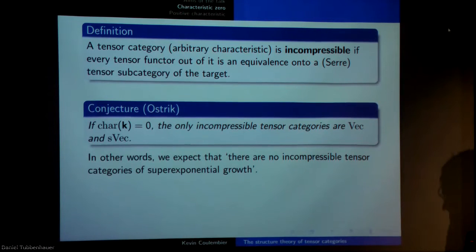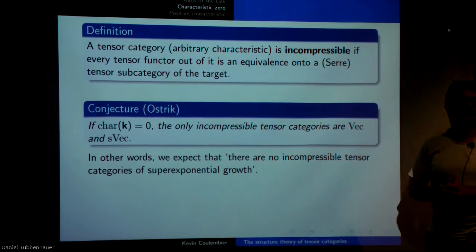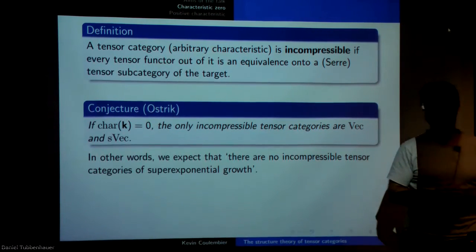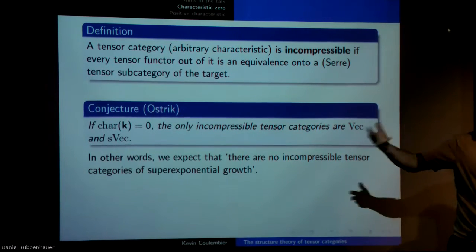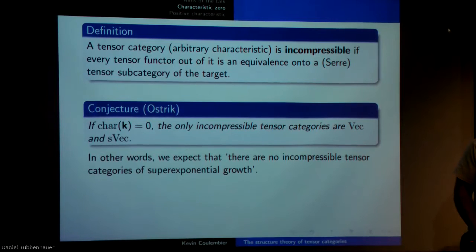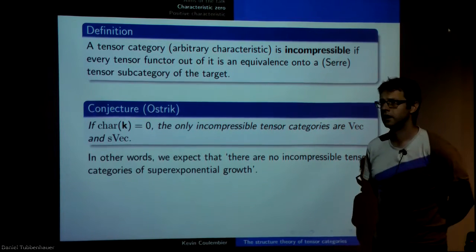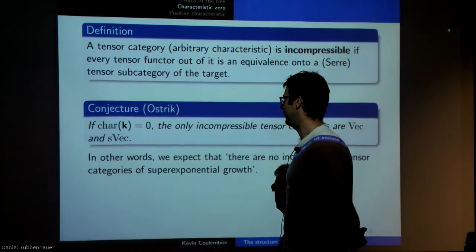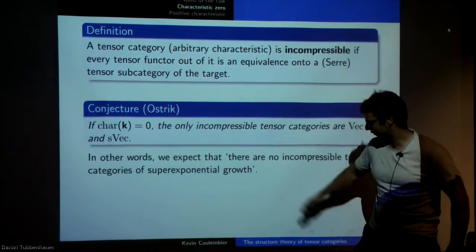So the conjecture is that there's no incompressible tensor category of super exponential growth. So you can't do this game of classifying them by some nice target. Is this conjecture believed, or is it like... Well, there's a bit of space left on the slide.